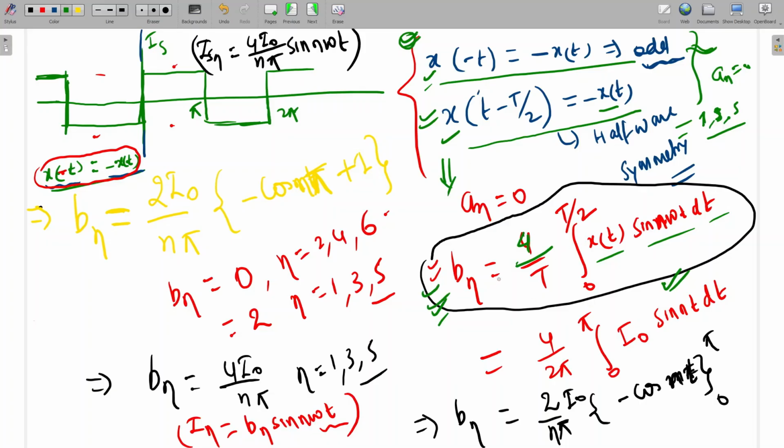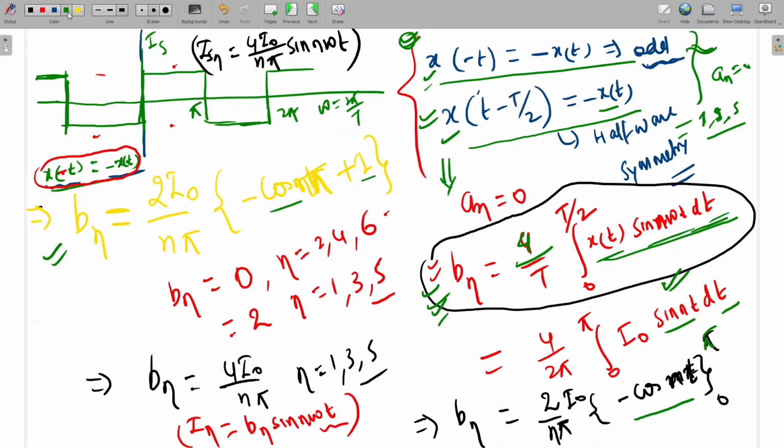If this is there, bn is 4 by T, integral 0 to T by 2, x(t) sin n omega t dt. So here I am getting 4 upon 2 pi, 0 to pi. Omega is equal to 2 pi by T. Time period is 2 pi, so omega will be 1. So I am writing here sin nt dt. So it will be 2 I naught upon n pi, minus cos nt from 0 to pi. So finally we can write bn will be 2 I naught upon n pi, minus cos n pi plus 1.